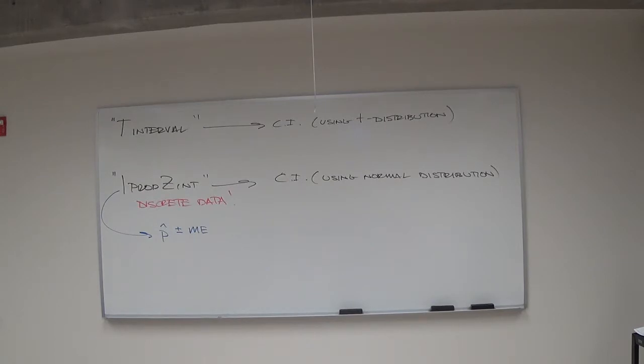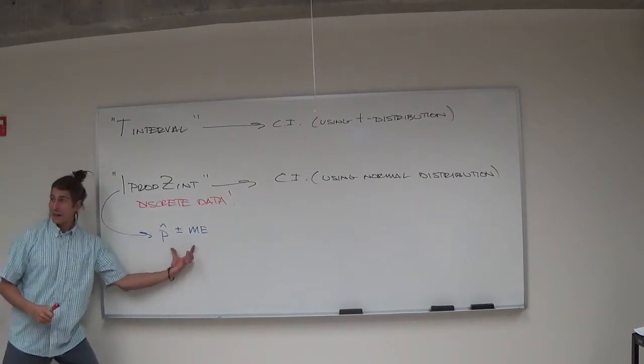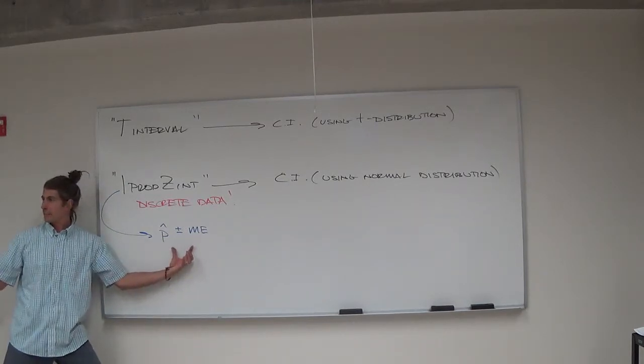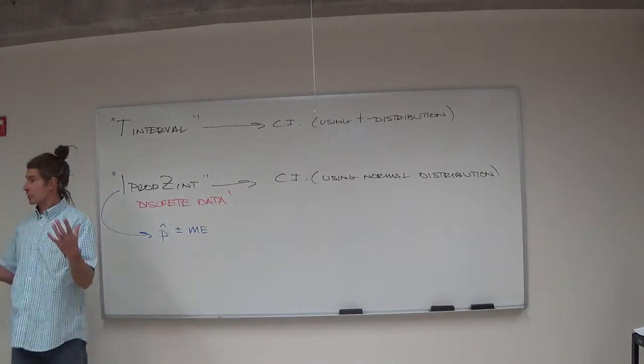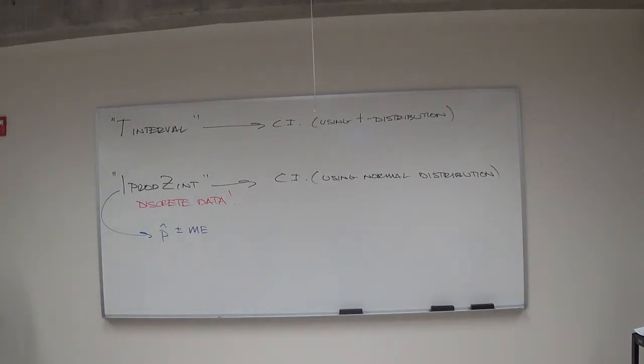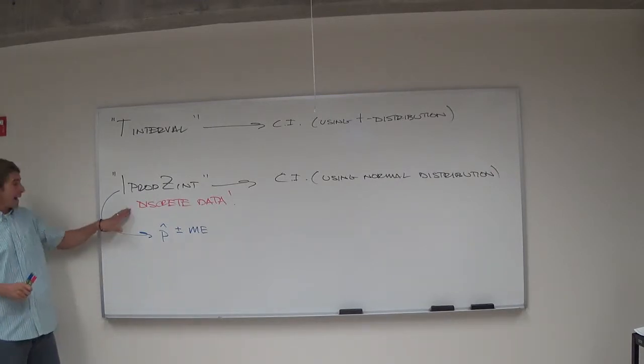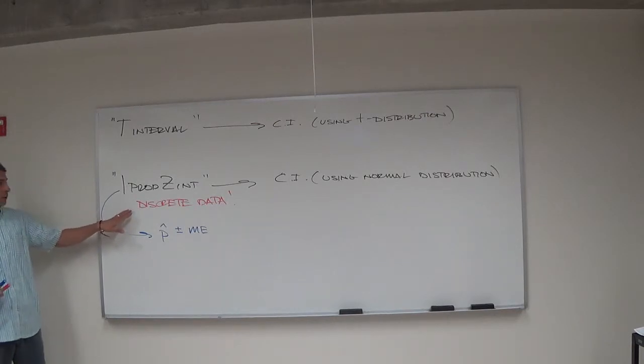We want little p because little p is the population proportion. And the idea is we form this, and with a set level of confidence, little p is in there. 95% of the time when we construct these intervals, little p is in there. Thank you, Josh, perfect. We want little p in the interval. But it has to have discrete data, because the underlying justification of this is the binomial distribution.